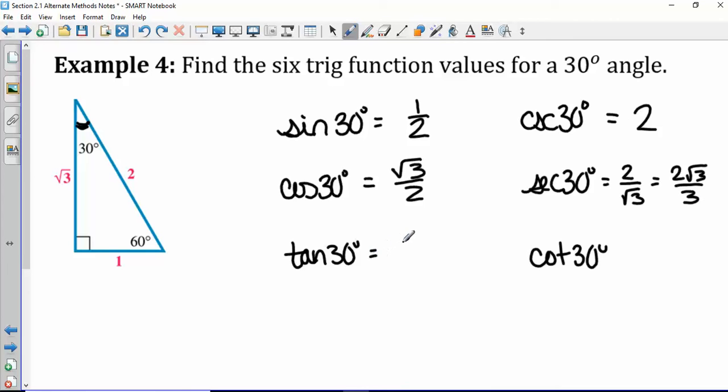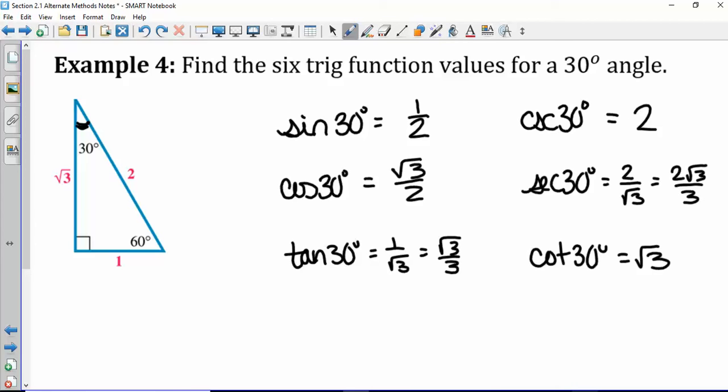Okay, tangent of 30, opposite over adjacent. What would that be? Radical 3 over 3. Right, you get 1 over radical 3, but when you get the radical off the bottom, radical 3 over 3. So cotangent of 30, just plain radical 3. Alright, so far so good?